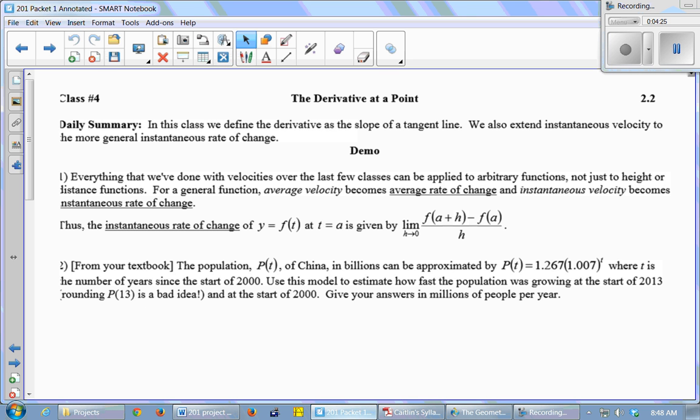So the instantaneous rate of change, right, we defined instantaneous velocity earlier, so now we're just going to say instantaneous rate of change. For a function f of t at a point a, so t equals some number a, it could be like 5 or 18 or whatever, is given by this limit. So f of a plus h minus f of a all over h, and then let h get really, really small. Take the limit as h goes to 0. Okay, so just so we can refresh our memories, what does this h represent in this formula?